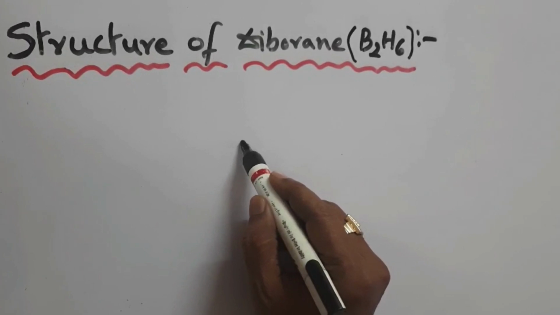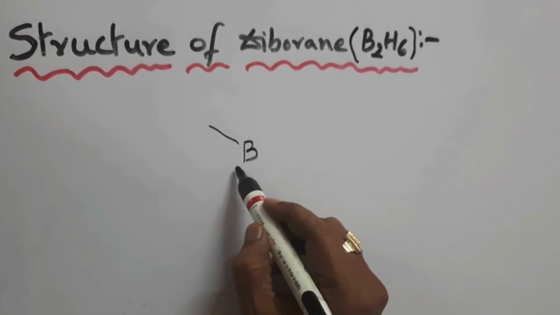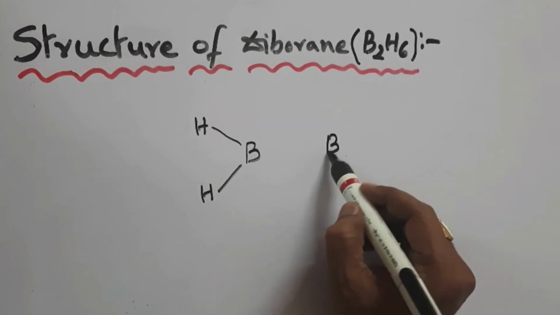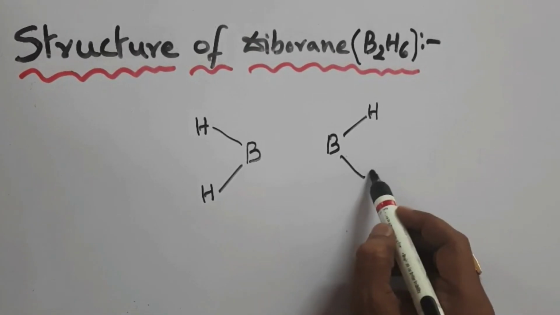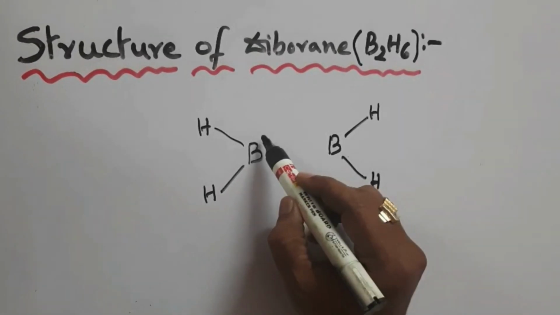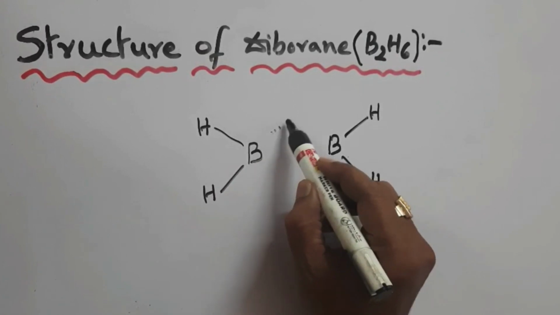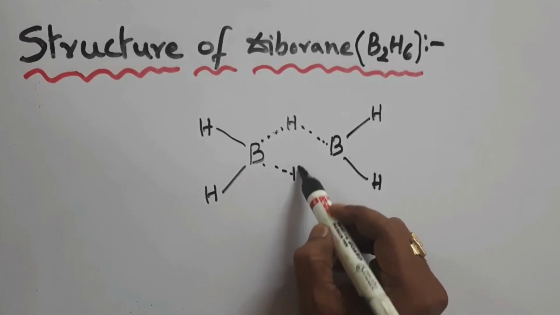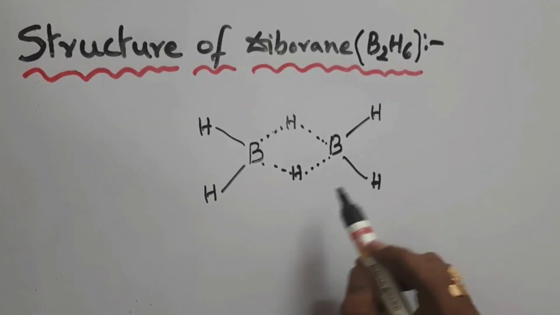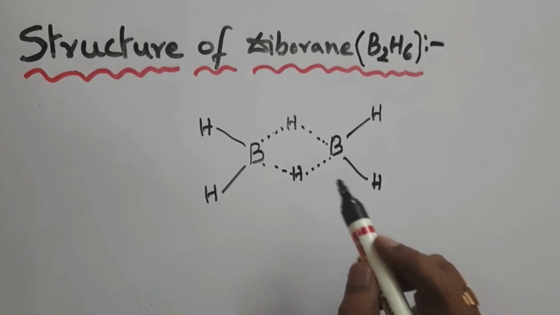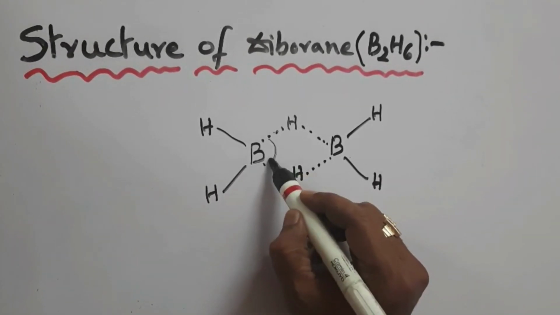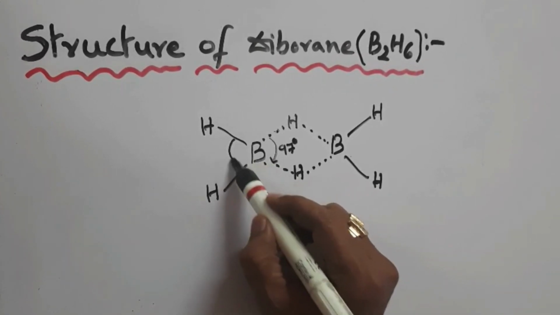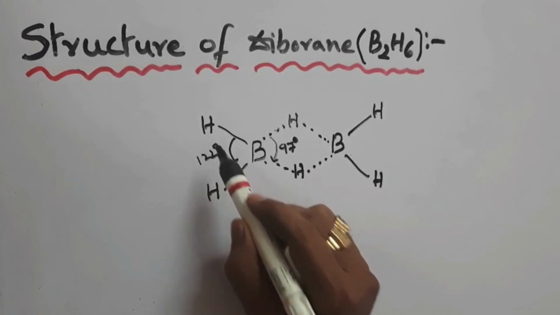So the overall structure of diborane was found to be a 3-dimensional structure of this kind. It is having 2 BH2 units like this, and we have 2 bridged hydrogens in this manner. So this is the overall structure of diborane, and we have different bond angles. Namely, this bond angle is 97 degrees, whereas this bond angle is 122 degrees.